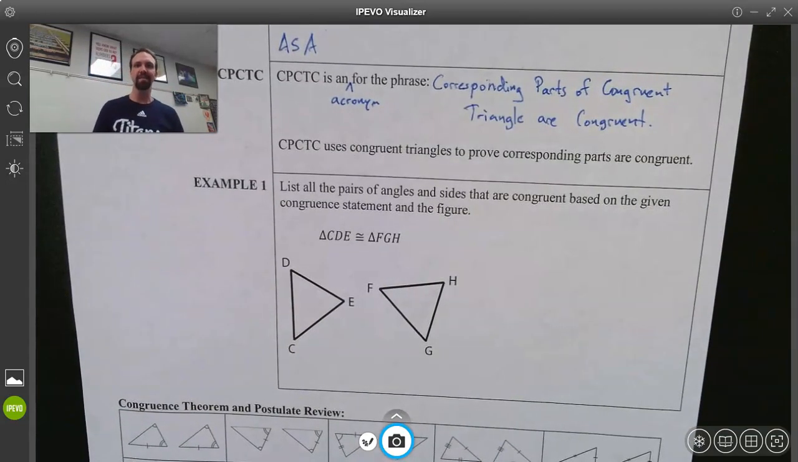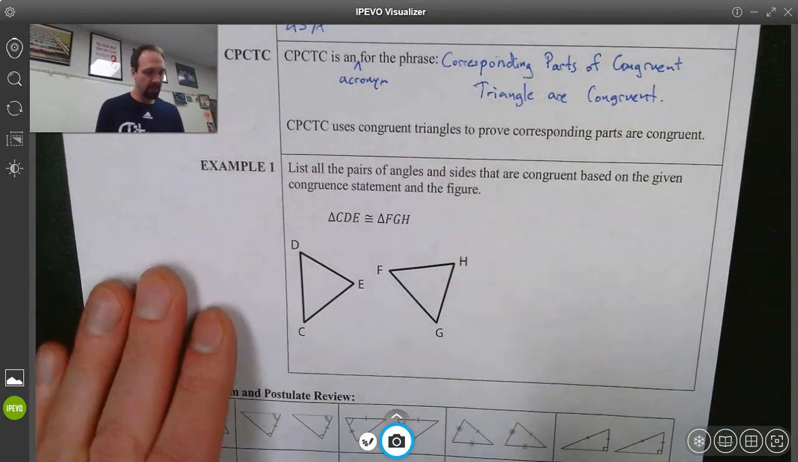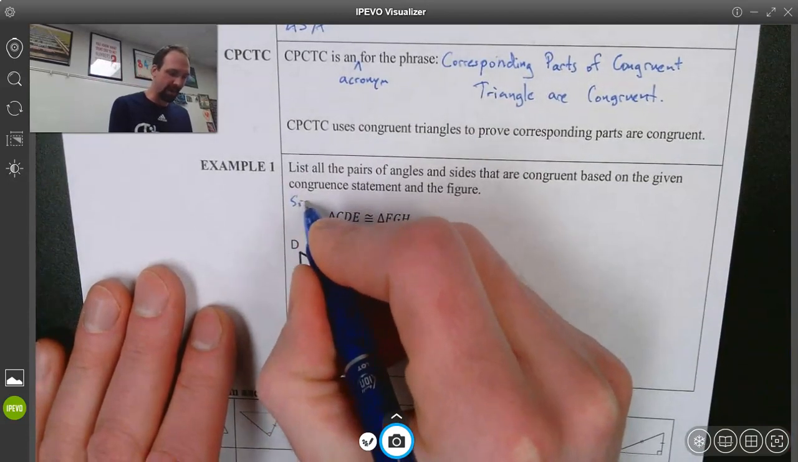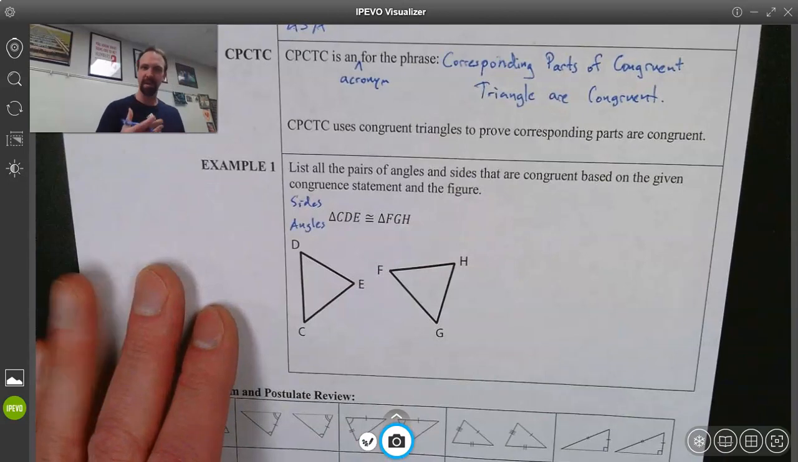So example 1 says list all the pairs of angles and the sides that are congruent based on the given congruent statement and the figure. This is also review. Feel free to pause the video and attempt this. Know that I'm going to go in the order that it has. All right. So with this being said, we've talked about in a previous video how I write sides and angles underneath. And I do that just to help me keep track of everything.